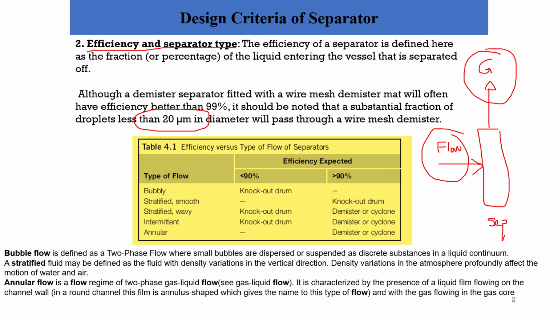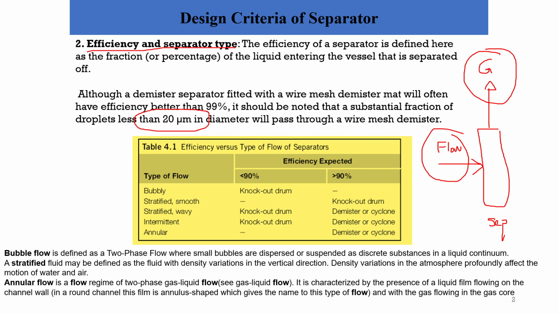And normally the efficiency of the demister will be 99% as long as the droplet of the liquid is between approximately 150 and 20 micrometers. Below 20 the efficiency will drop drastically and there will be really no major separation.